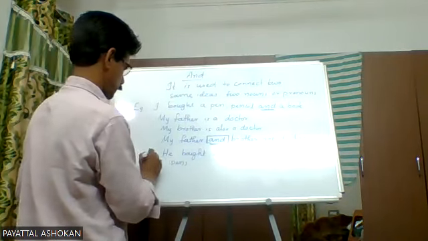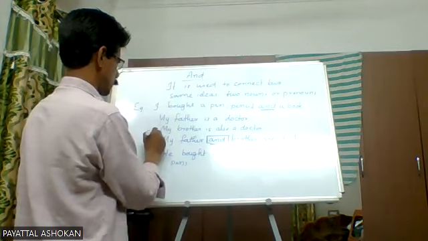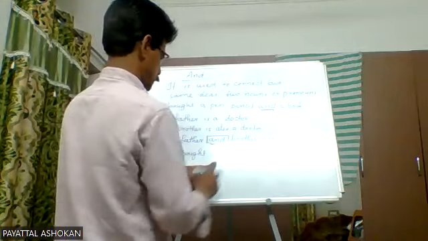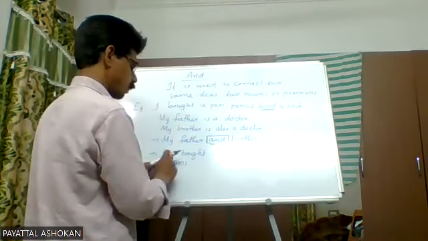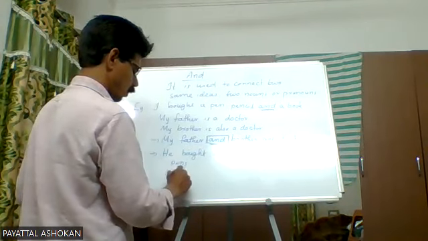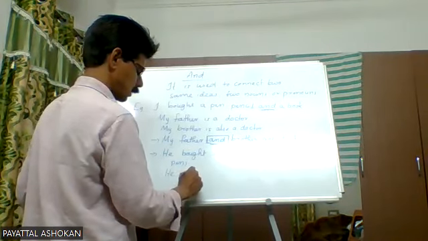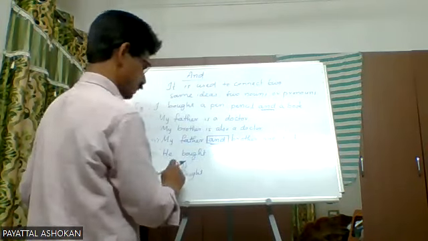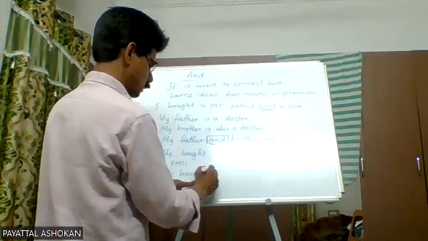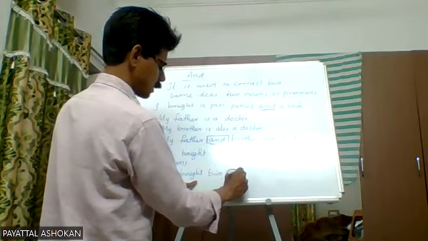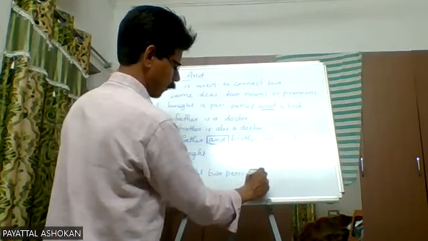He bought four pens. Here you see, he had two books and four pens. But the person who bought is the same: he. Here, he bought different things; books and pens are different. He bought two pens and four books.